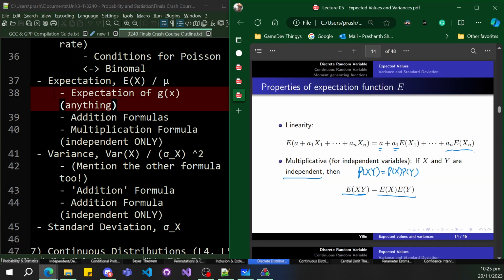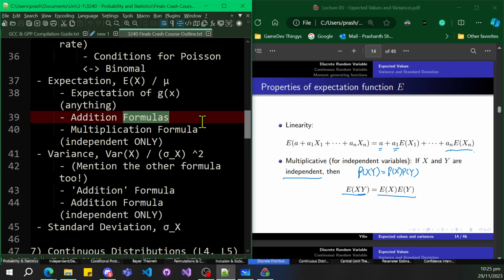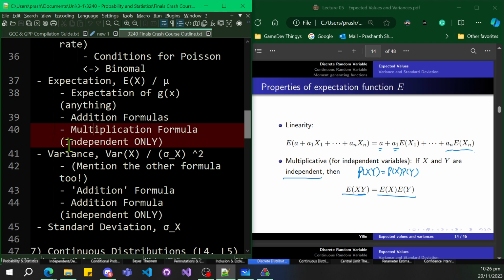There is also one for multiplication, but you have to take note that this is for independent variables only. You cannot use this with dependent variables. Only if it's independent are you able to use this formula. Because later in covariance or correlation, you learn that there's another term that hangs around when you do this. But for independent, it's not there, so it's okay. Yeah, that's expectation, with the addition formulas and multiplication.